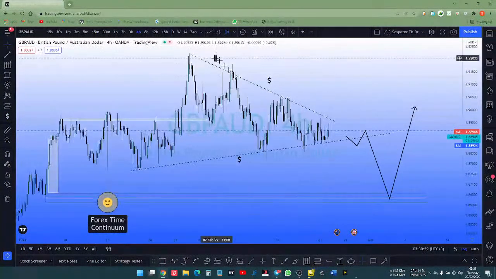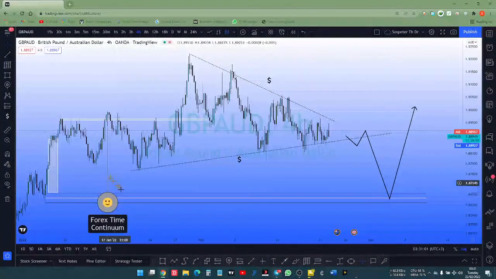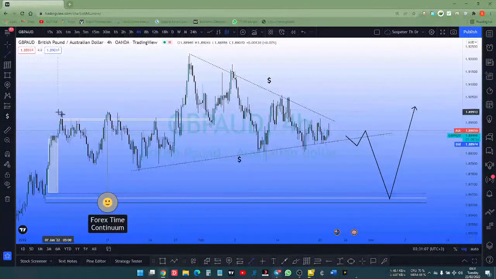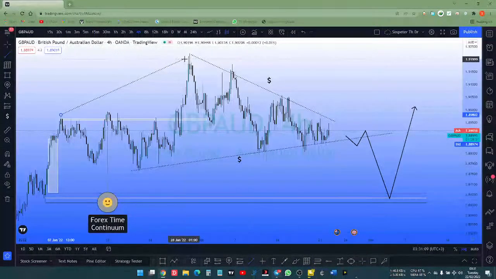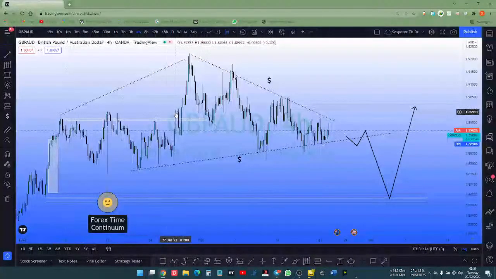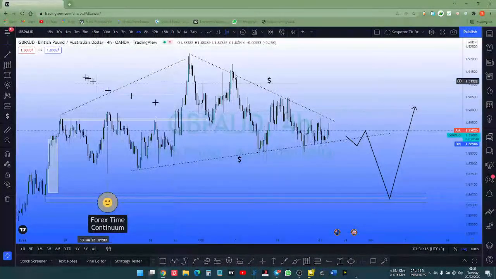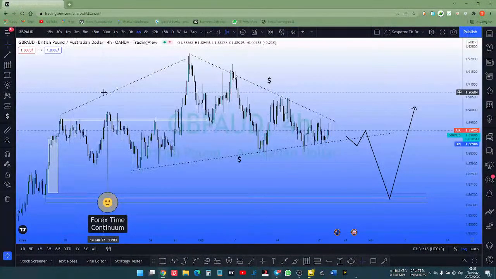as you can see, we have this compression, and we have this change of character to the upside, or you can call it the BMS, the market structure break. It's a change of character shown there. The market is trading up. The market also created a trend line liquidity.